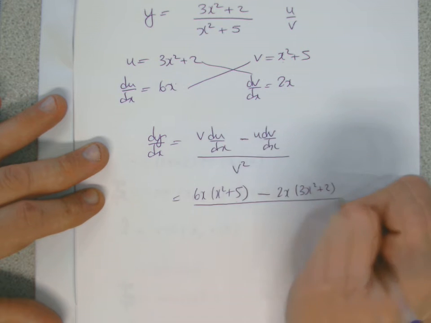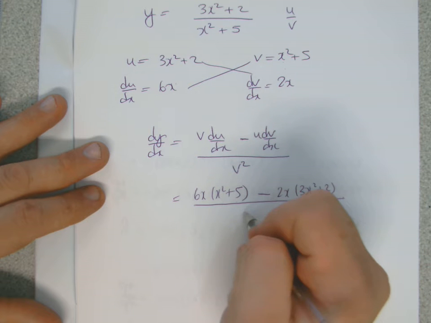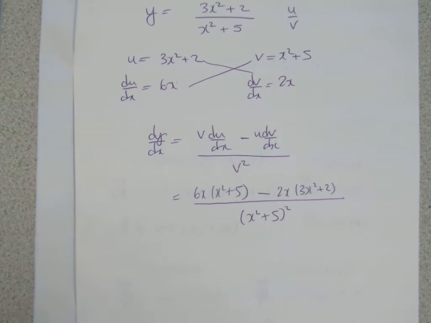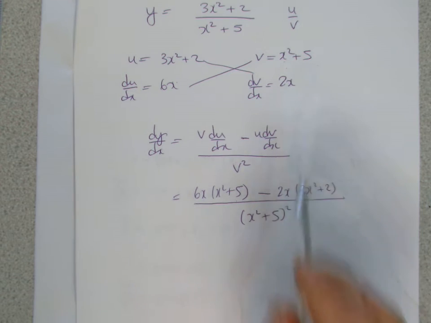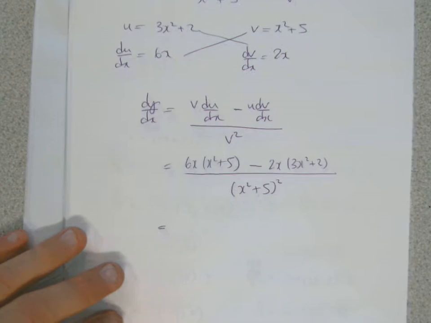All over v squared. Now, v is this, isn't it? And I need to square it. So I've got to put it in a bracket to show I'm squaring it. That's what it is, isn't it? V squared, so the whole thing's squared. Now, it comes to simplifying, and you need to simplify here.